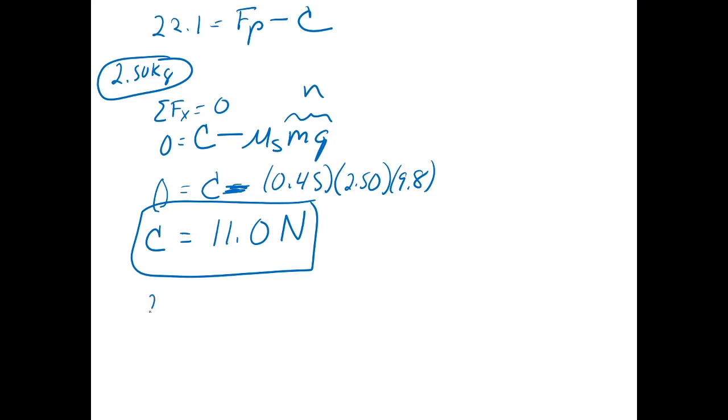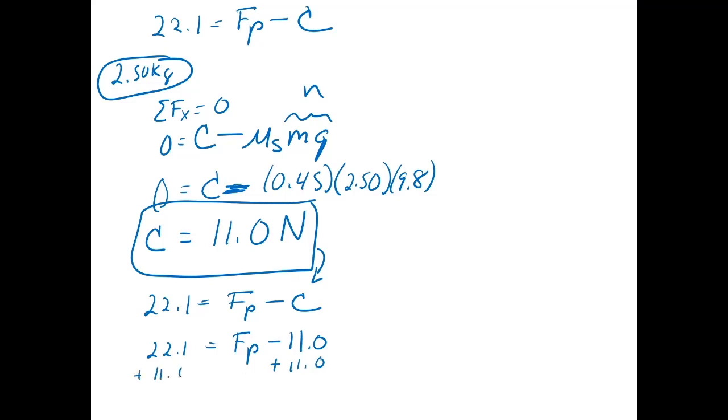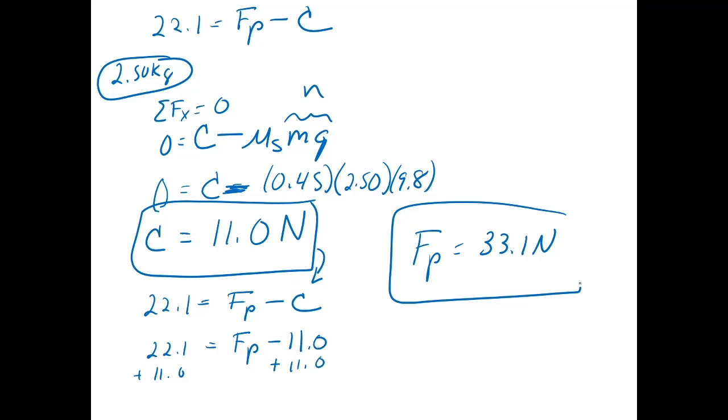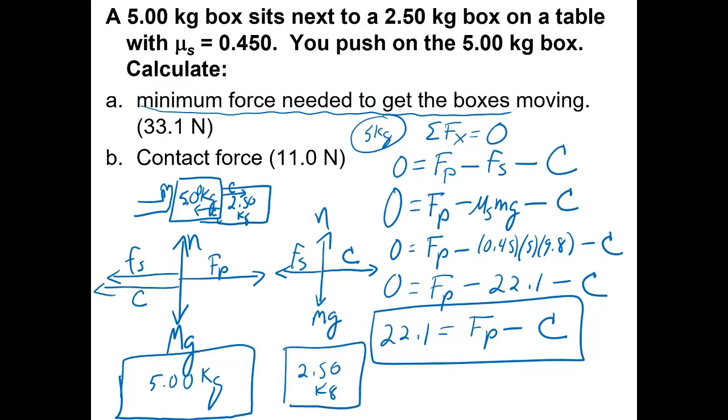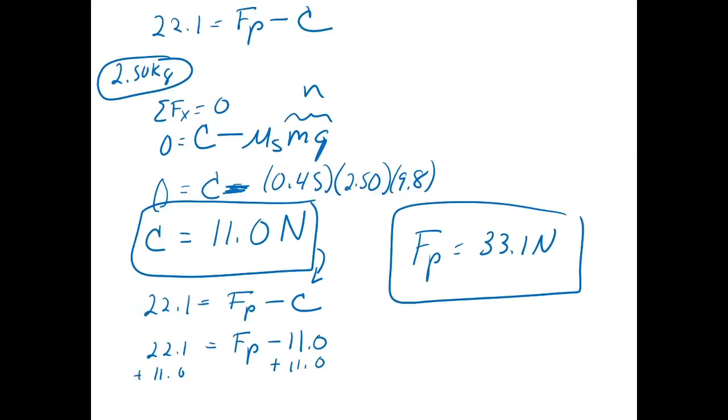Now using systems of equations, and we're not going to need to stack them in this case, we'll just substitute. We know what the contact force is. It's 11. So I'm going to add 11 to both sides. So I substituted for C, then I just got to get it by itself. And the force of the push should be 33.1 newtons. And now the moment of truth, which is a little scary since I'm recording. I'm doing all this live. Let's see, 33.1, 11 newtons, and we solved the problem.